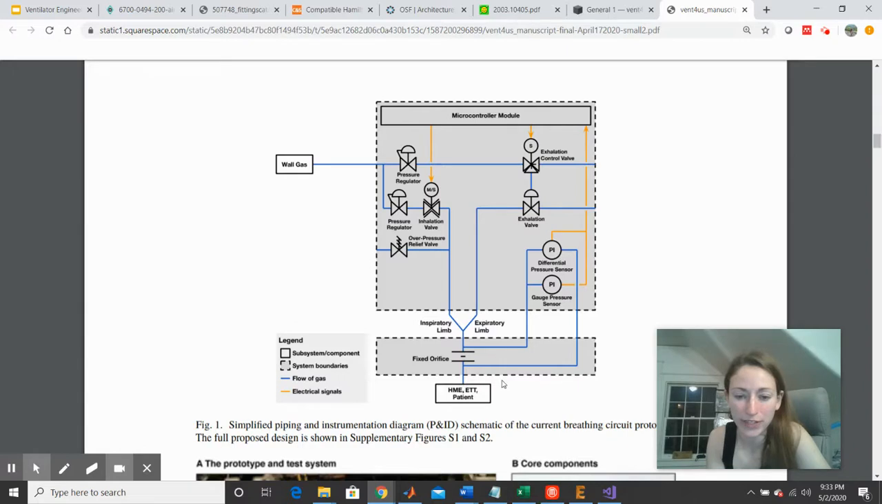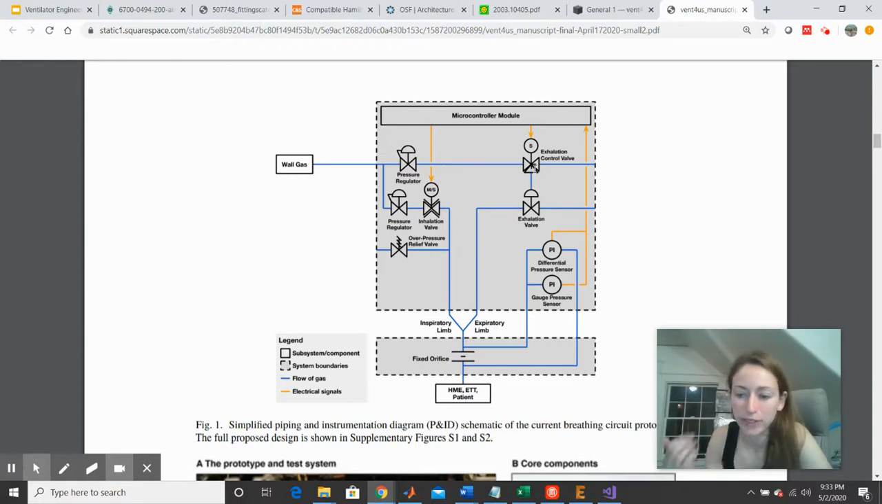There's some sort of fixed orifice here. We'll have to think about what that means. And then the expiratory limb goes through some exhalation valve and exhalation control valve. So again, like in MVM, they have some takeoff from the high pressure side following a pressure regulator that provides some sort of control to the exhalation control valve.